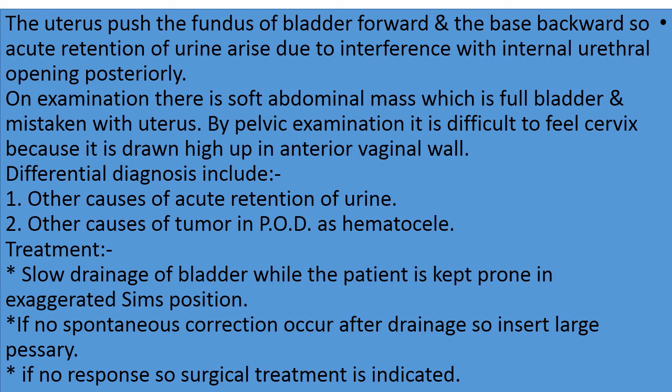The treatment of such an emergency complication of retroverted gravid uterus is by admission to the emergency department, with slow drainage of the bladder while the patient is kept prone in exaggerated Sims position. If this does not correct the retroversion spontaneously, we shall insert a large Hodge pessary. If this also does not respond, surgical treatment is indicated.